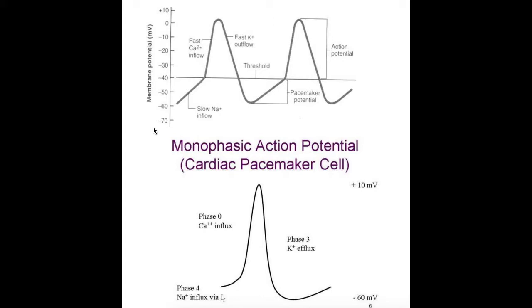And how about the action potential in the SA node? In SA node, action potential, there is no plateau, and it's a monophasic action potential. Phase 4 is a slow sodium influx, and then in phase 0 there is a calcium influx, and in phase 3 there is a fast potassium outflow. So this is how it's different from the cardiac cell action potential.